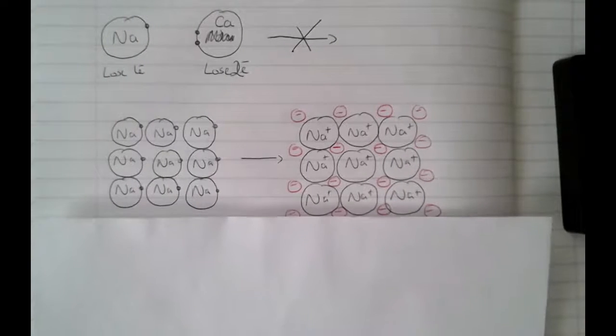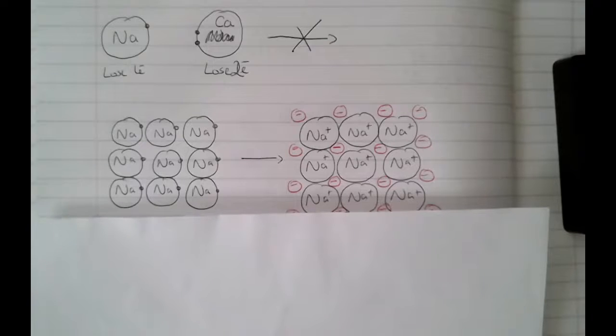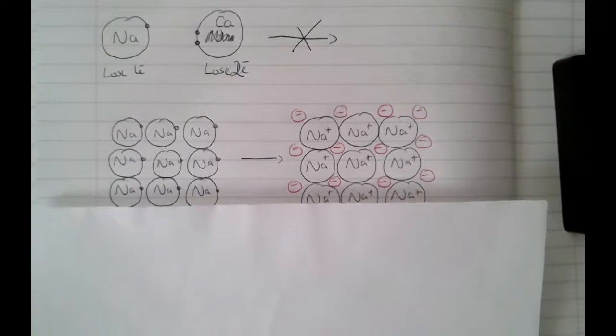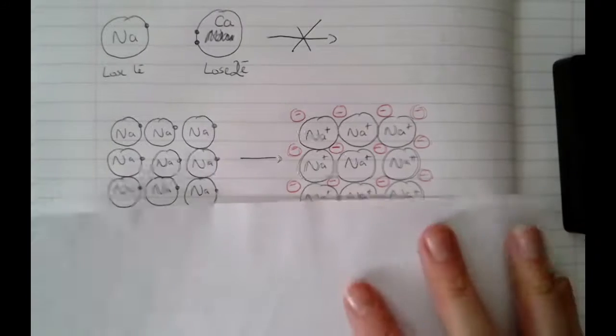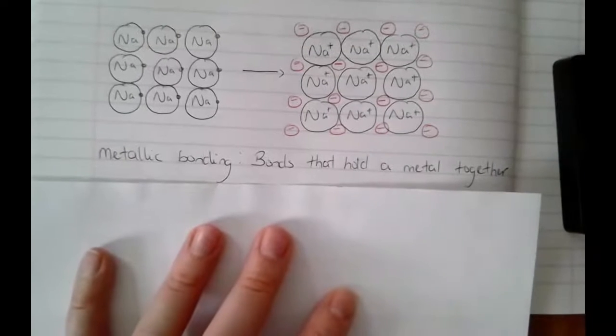So in any metal, if you had calcium, you're going to have all of your calcium atoms losing 2 electrons. Those electrons have nowhere to go, so they stay within the piece of calcium metal, and then you have an attraction between those negative electrons and the positive ions. That's going to happen in every metal. If you had a big piece of gold, all of your gold atoms will lose electrons. Those electrons will stay within the piece of gold, and you'll have an attraction between the positive gold ions and the negative electrons. So metallic bonding, then, they're the bonds that hold a metal together.